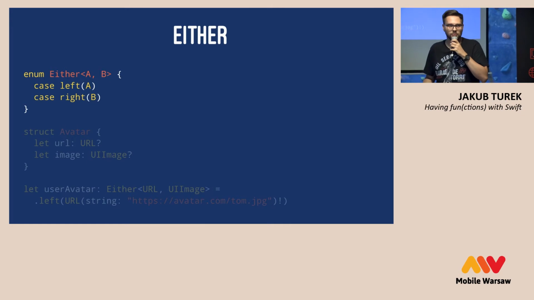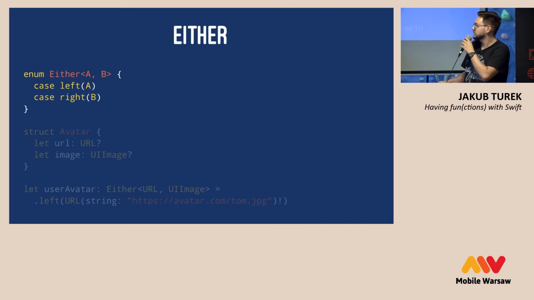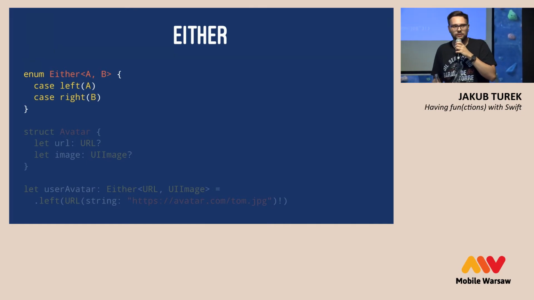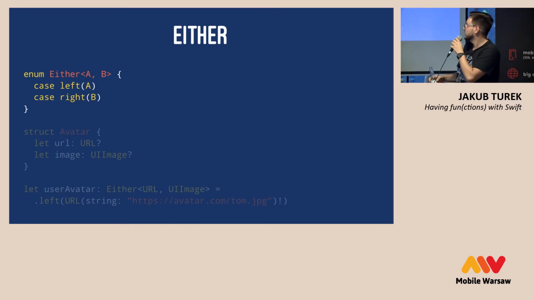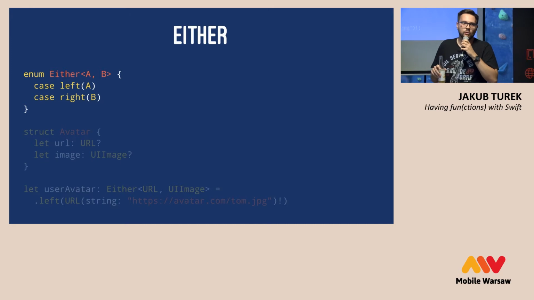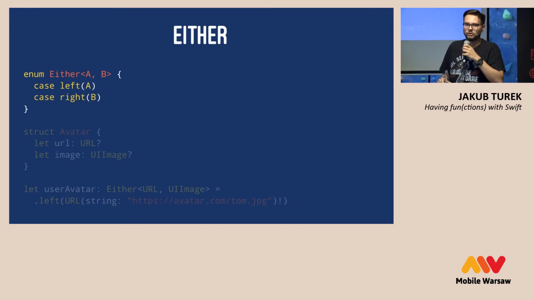It's just an enum that has 2 cases. It's either the left value, which is of type A, or the right value, which is of type B. Why would you need that type in your code base?